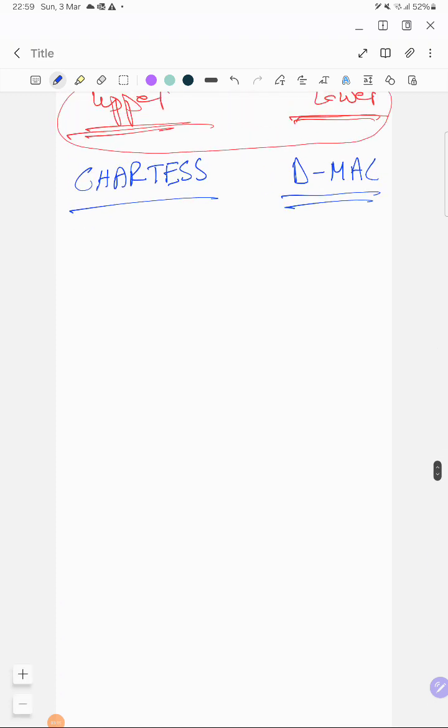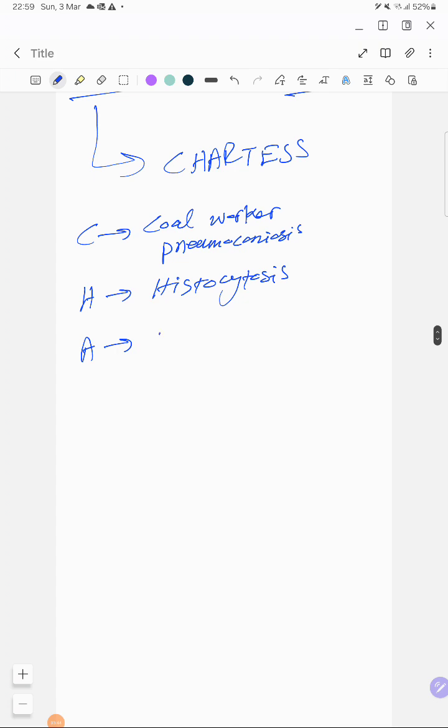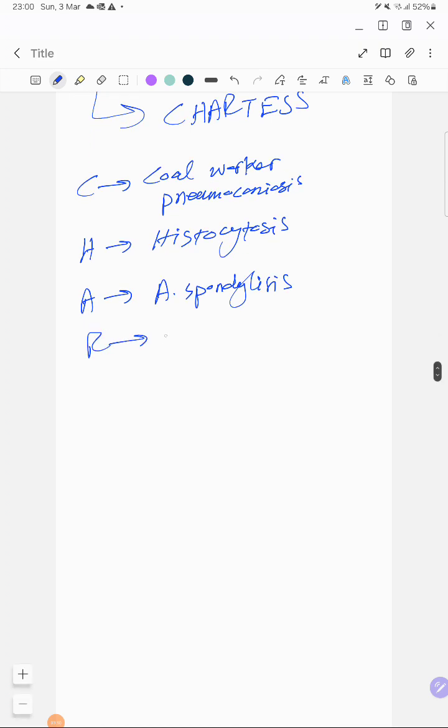So let us start now with the causes of upper lobe fibrosis using this mnemonic, CHARTIS. C stands for coal worker pneumoconiosis. H stands for histiocytosis. A stands for ankylosing spondylitis. R stands for radiation.